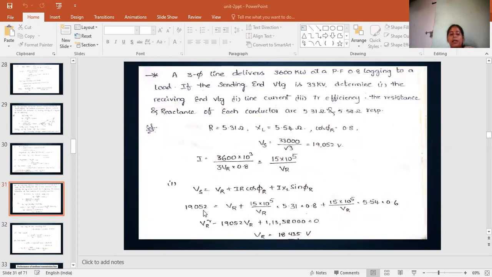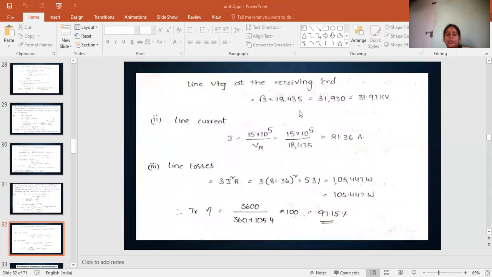Here is the formula, and we substitute all the values, but VR we don't know. For finding the VR value we can solve this expression. You get the equation form, and solving this equation on your calculator, we get the value VR equal to 18,435. Then substitute the values and we can get the results. These problem models occur in the short transmission lines.